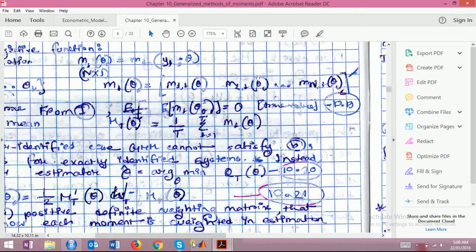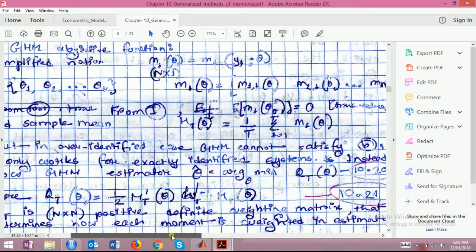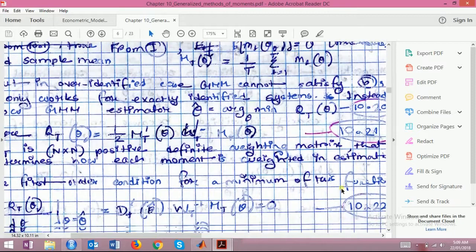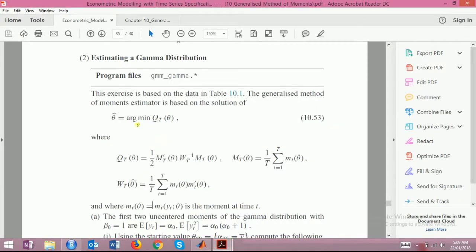Now that condition will not be satisfied if we have an over identified case, which means we have more equations than parameters, number of parameters. However, in case of an exactly identified system, we estimate our model by minimizing, because the minimum values of the parameters let our empirical moment be closest to 0, and that is something we have to keep in mind. Keeping that in mind, we move forward with this equation. We are minimizing in our exactly identified system so that the empirical moment condition reaches close to 0.